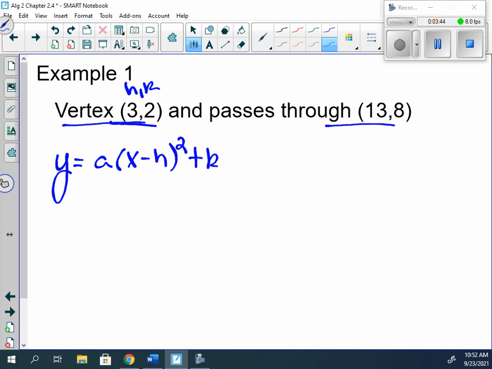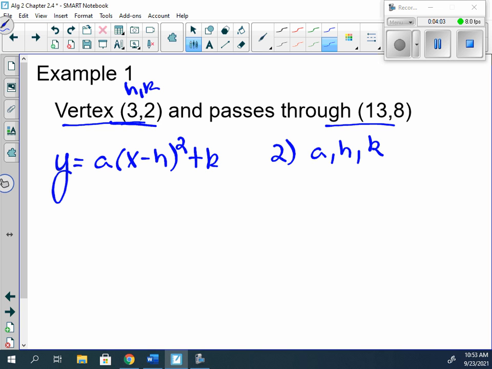Well, we have h and k. We can plug it in. So what are the variables we're using for this here? Well, we're using the variables a, h, and k. We do have x and y, but x and y are actually a part of the equation.